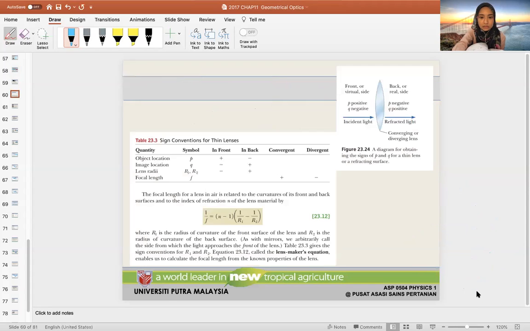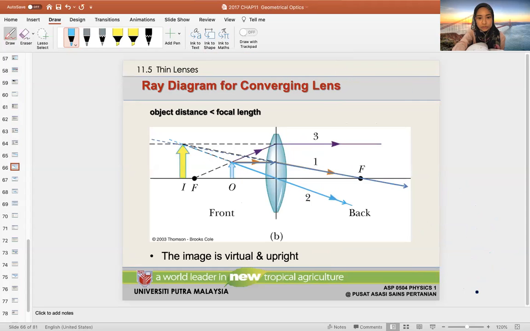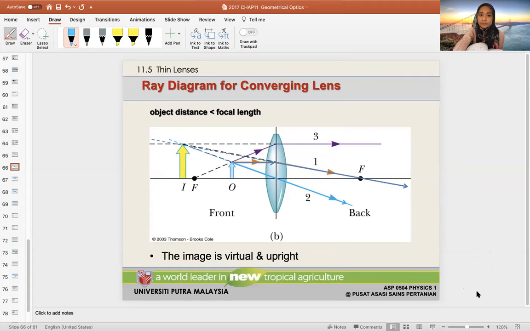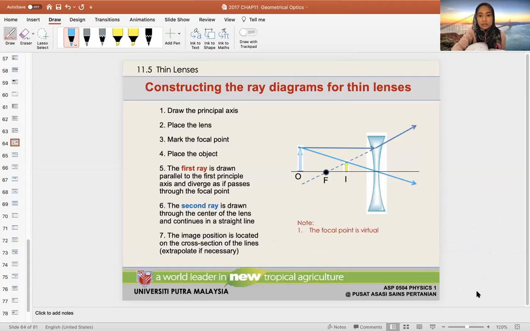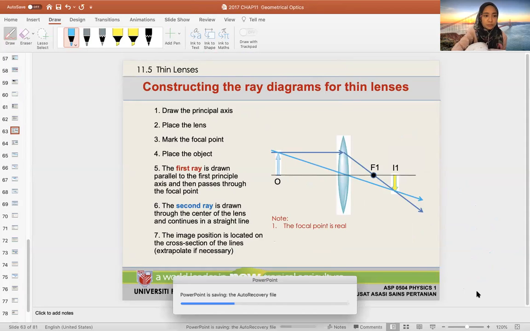Sekejap, is this the equation? Kat mana dia nak cerita pasal focal point ada dua ni? Jauh pula. Oh, kat sini. Jauhnya. Okay, never mind. I'm going to tell you about focal point tu kejap lagi. Kenapa ada auto recovery pula ni? Sekejap.